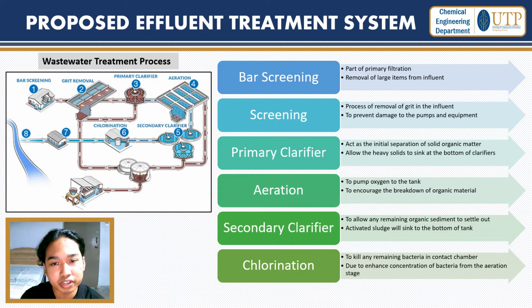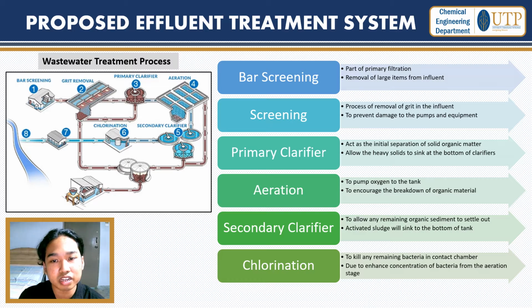Hello, my name is Muhammad Fikri and now I will talk about the proposed effluent treatment system. This is the wastewater treatment system. There are 7 types of proposed effluent treatment system for this case study. Firstly is bar screening. Bar screening is part of the primary filtration and it removes large items from the effluent. Next, the screening is the process of removal of grit in the effluent. It is also to prevent damage to the pump and equipment.